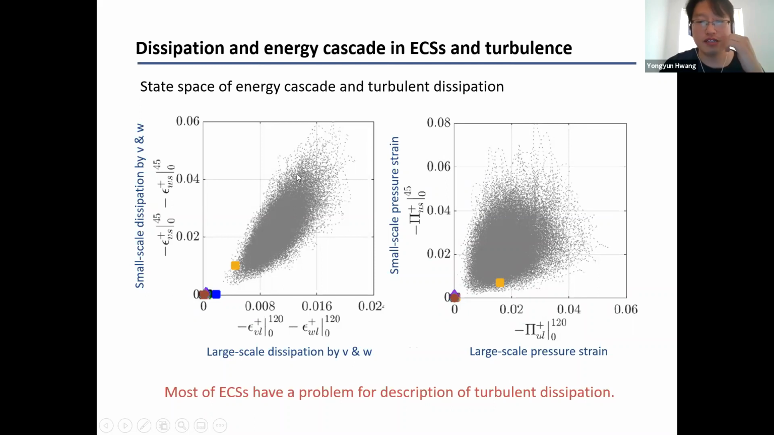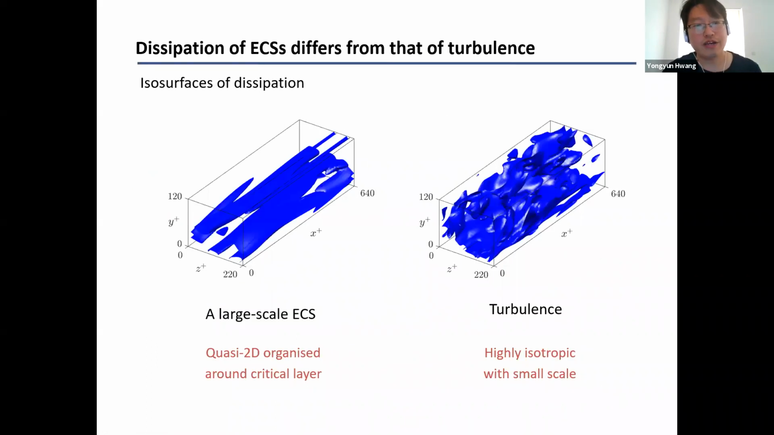We began to realize something is actually wrong. The exact coherent states do not have something that turbulence has. And the same is true for the pressure strain term, which plays the role of redistribution of the energy. In the exact coherent states, those pressure strain terms are considerably weaker than in turbulent states. So we realized that most of the exact coherent states have a problem with the turbulent dissipation.